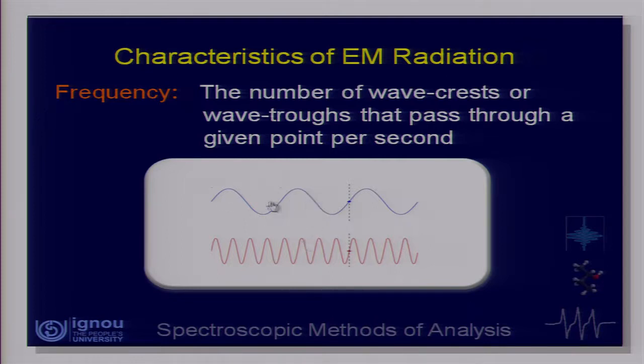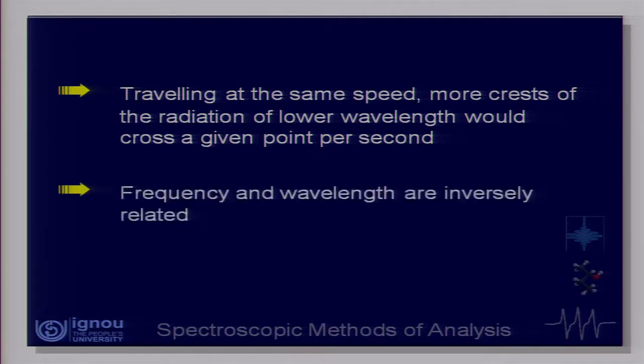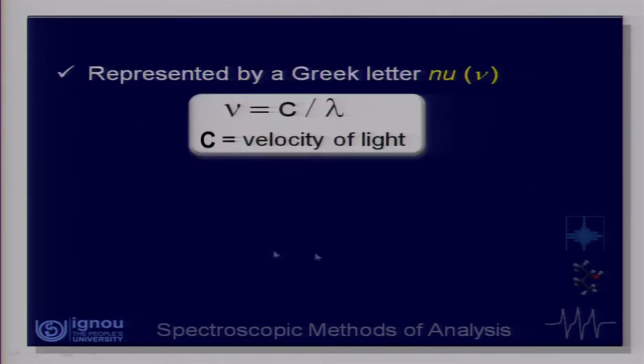So, what we see from here is that there is a relationship between the wavelength and the frequency. The larger the wavelength, the smaller the frequency, and vice versa. Essentially, if I have 2 waves moving at the same speed, for the one with larger wavelength, fewer waves will pass through, and it will have a lesser frequency. In other words, frequency and wavelength are inversely related, and that translates into the following expression: nu, the symbol for frequency, is equal to c by lambda, where c happens to be the velocity of light.